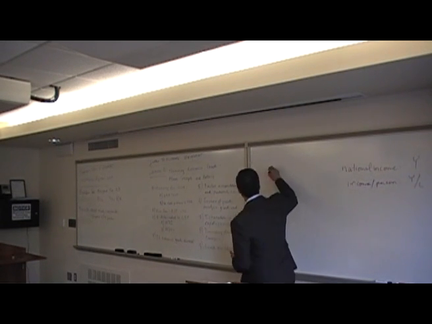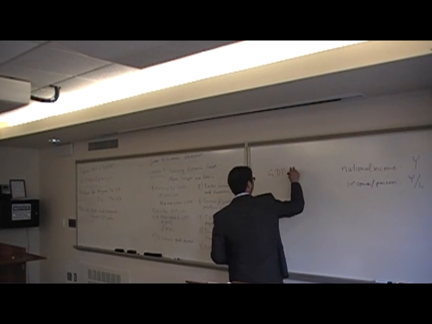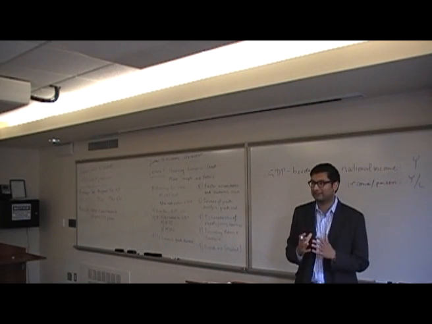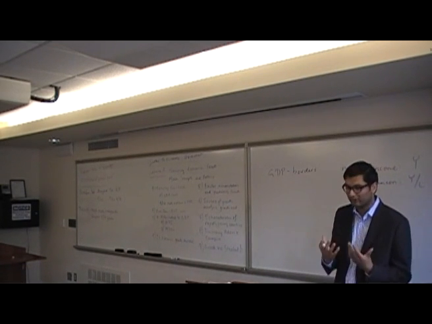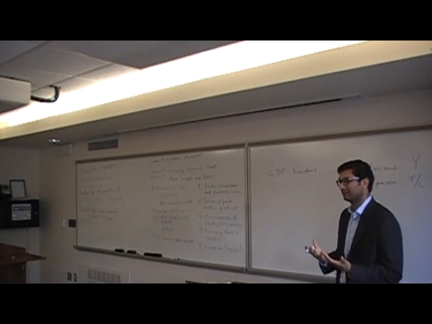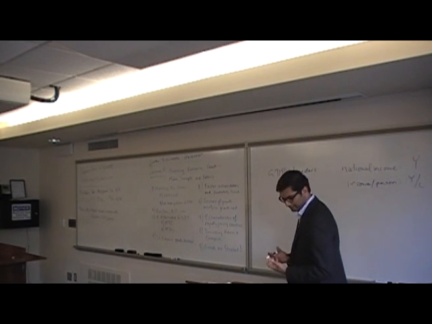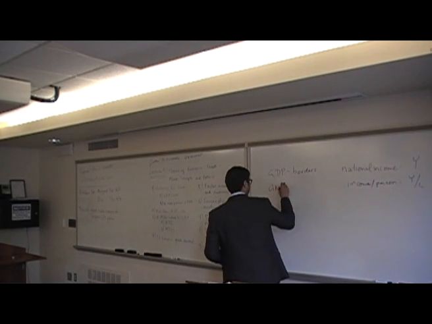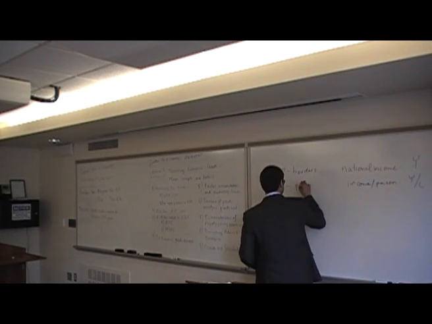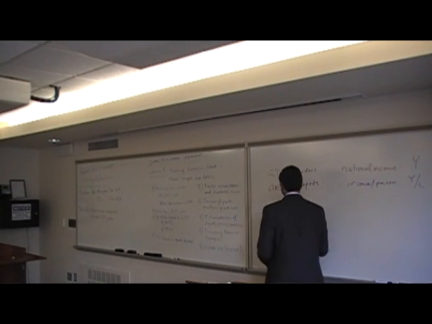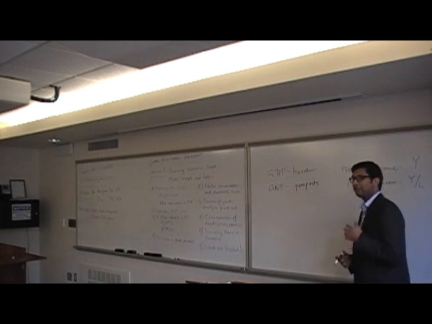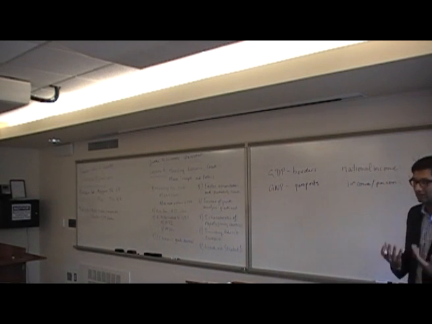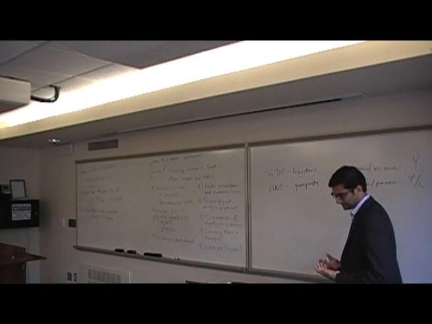So GDP, gross domestic product, think of borders. All the economic activity that takes place within a territorially defined area. That's GDP. GNP refers to passports. It is the total amount of economic value created by the nationals of a given country, of a given state.